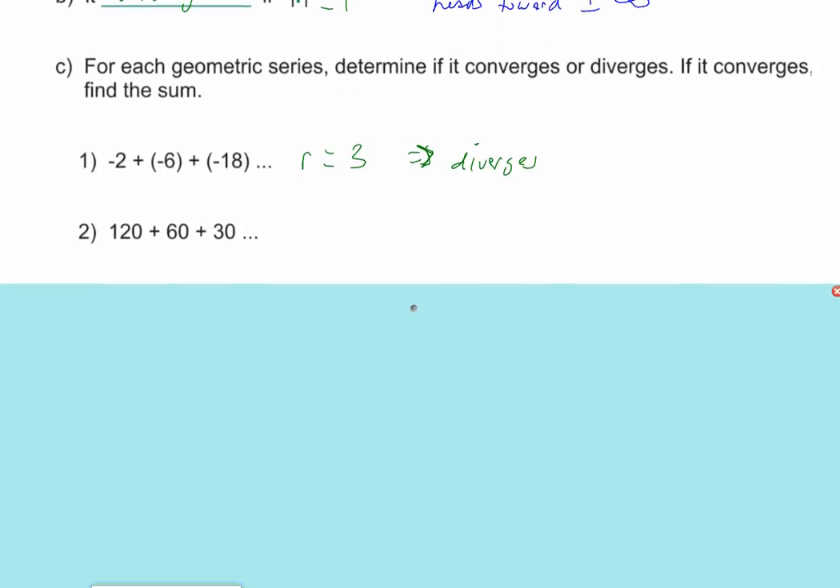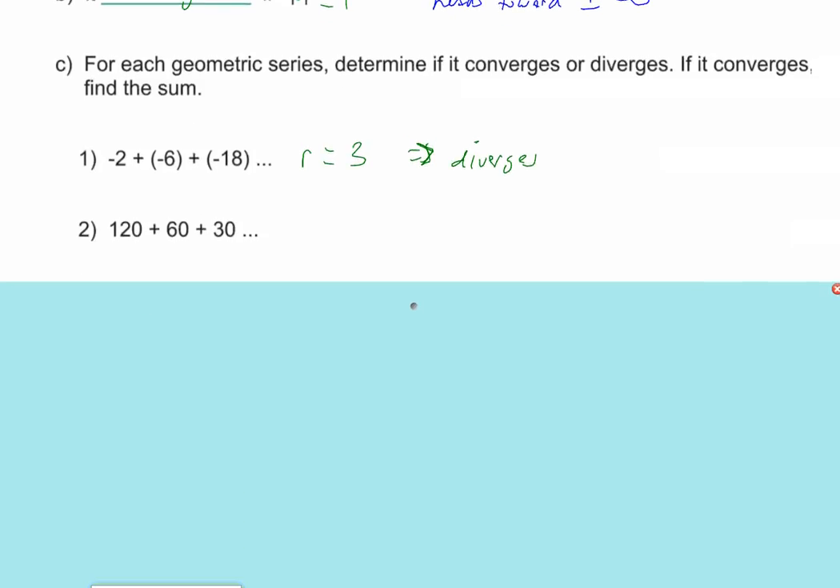All right, so the second one, again, you're after R. And it shouldn't take you long to understand that R is a half. So go ahead and sum that sequence.